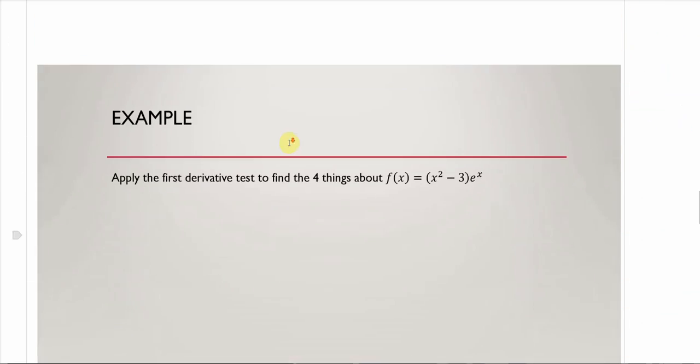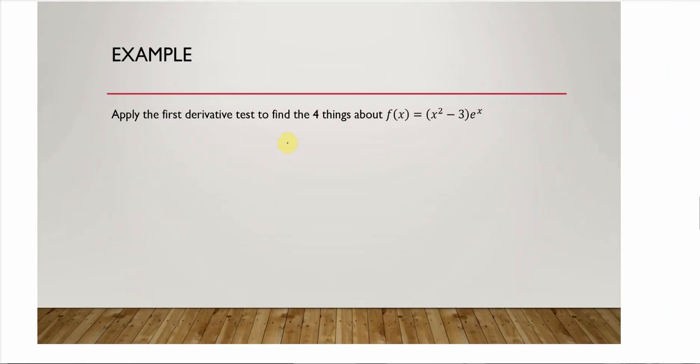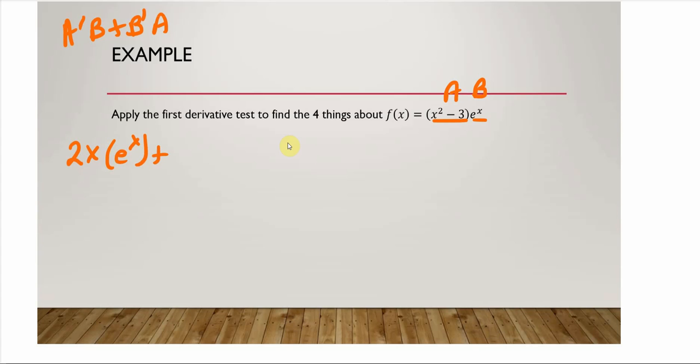Okay, so let's do an example here. I'm going to apply the first derivative test to find the 4 things about this function. So here we go. I have an x in this one and I have an x in this one, so that means that I have to do the product rule. So this is my a and b. If you do not know what method I'm using, it's the ABBA rule. So it's going to be a prime b plus b prime a. I've been using this for years. If you want to, you can look at the video on the product rule. The derivative of a is going to be 2x times my b, e to the x, plus the derivative of e to the x, which is e to the x times x squared minus 3. And I'm going to take this guy and set it equal to 0.